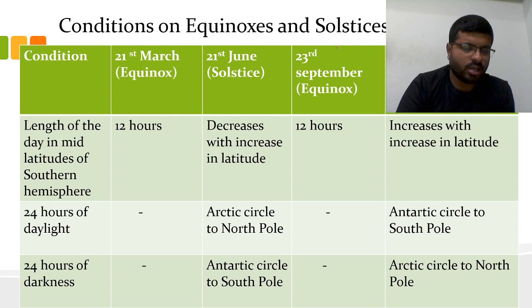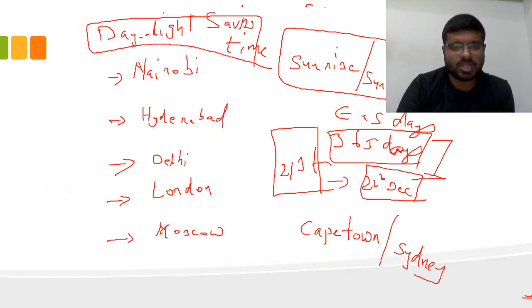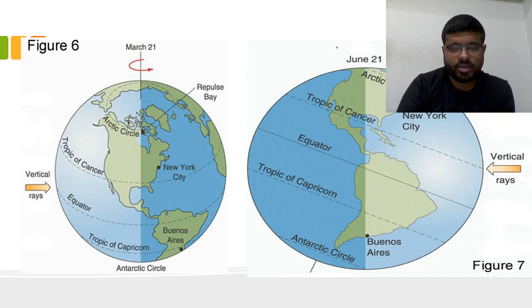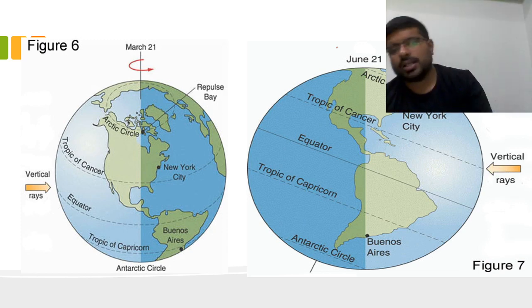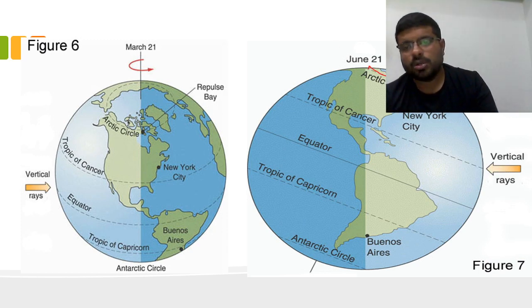There is an empty column over there. Then next, 21st June, what happens? 24 hours of daylight. Where do you find it? From the Arctic circle to the North pole, that is 66.5 degrees north to 90 degrees north. You can see this picture again. You can see 24 hours of daylight is found from the Arctic circle to the North pole. So this is the region.